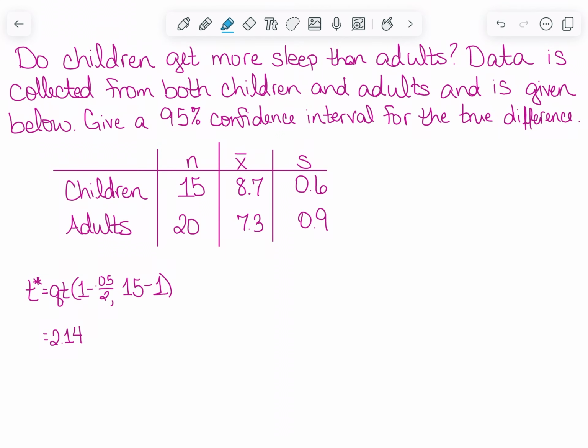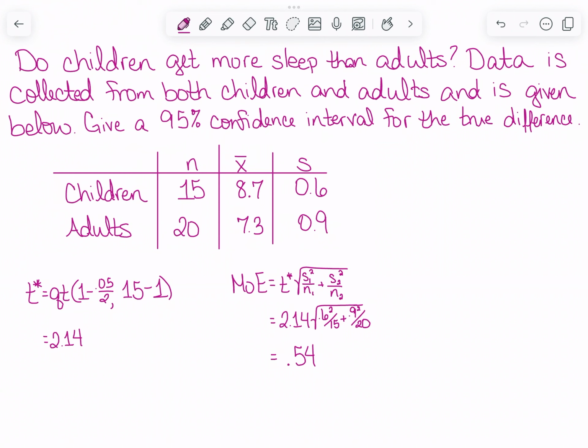Next, let's look at our margin of error. Our margin of error was given by t star times the square root of s1 squared over n1 plus s2 squared over n2. And plugging in our values for t star and then our values for s and n given in our table, we'll let the children be first and the adults be second, since the children come first in the table and the adults come second. We get a value of 0.54.